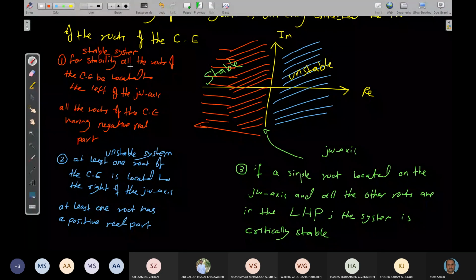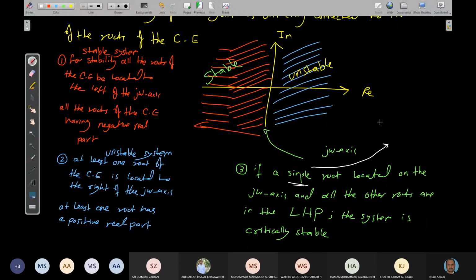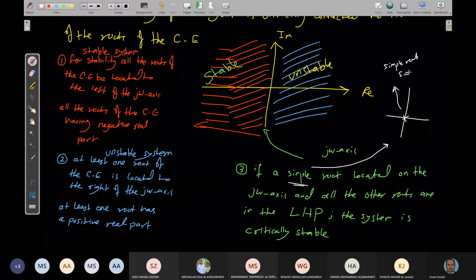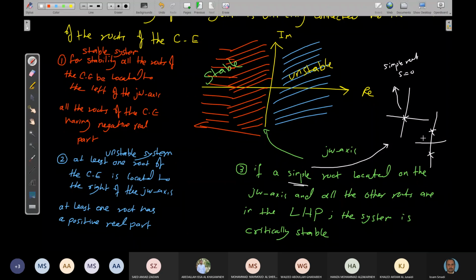Now I will put a line under the symbol. The meaning of the symbol is one. The root can be one at the origin, at s equal to 0. This is called a simple root. Now what about if I'm having a pure imaginary pair, one here and one here, let's say j omega and minus j omega? This is also called a simple root.